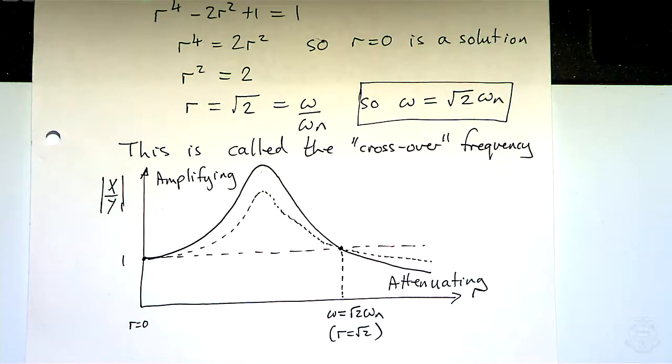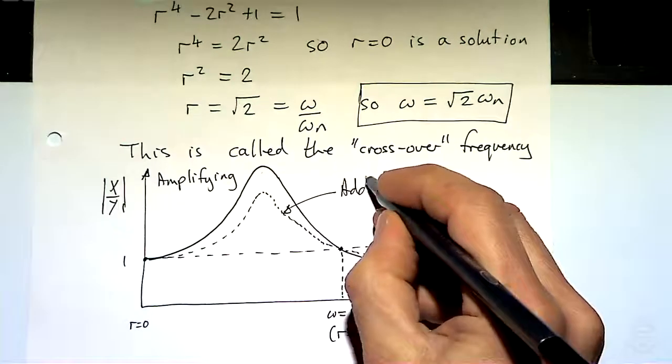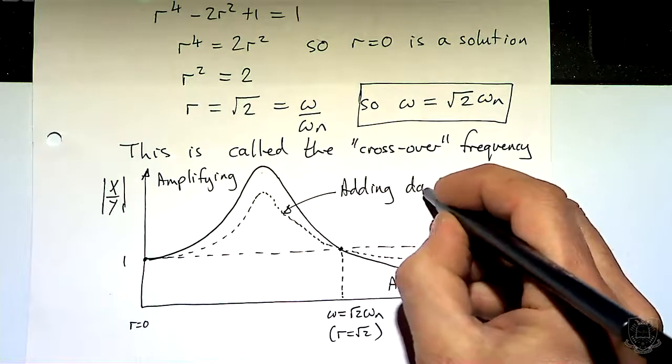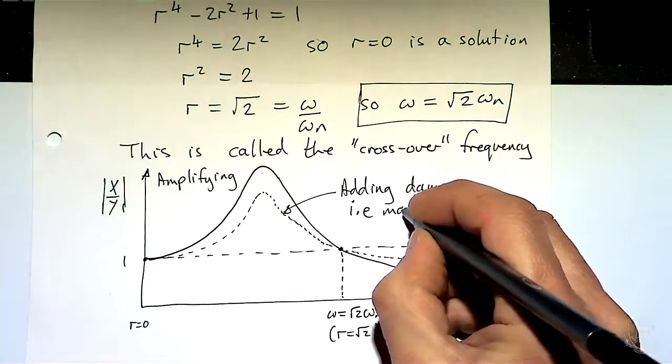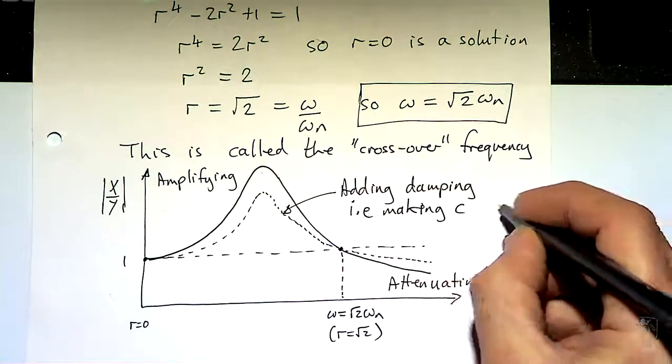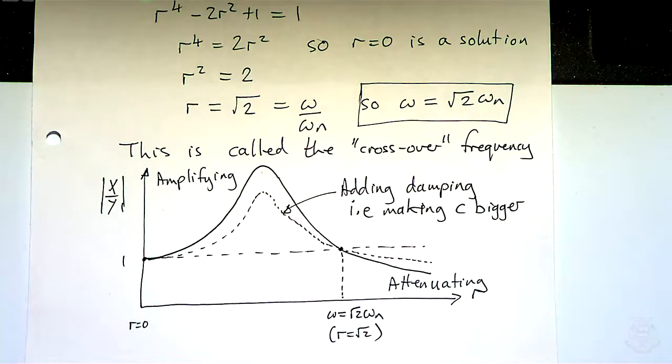Sometimes engineers think, well, I'll just add more damping, and that will help me. If you're on the left, it does help you, but if you're on the right of the crossover frequency, it makes things worse. So you need to be careful. Let's say this is adding damping. What does that mean? It means making C bigger. When I say adding damping, what I mean is that coefficient C that we had in the original equation, if you make that bigger, that's effectively adding damping, isn't it?